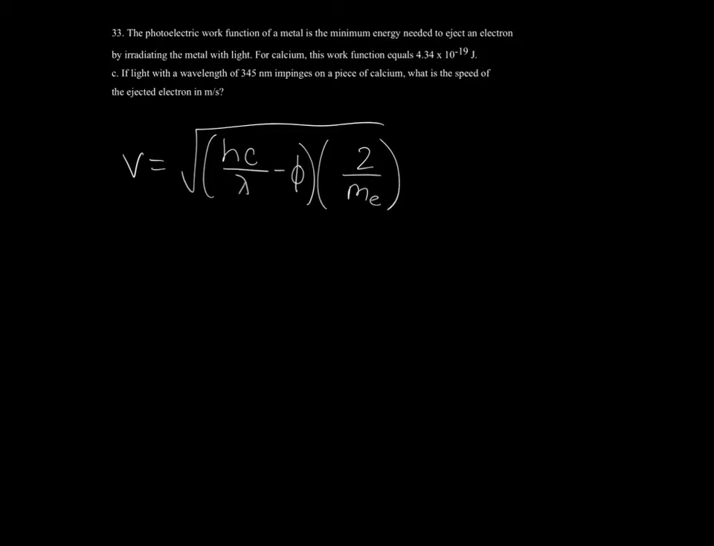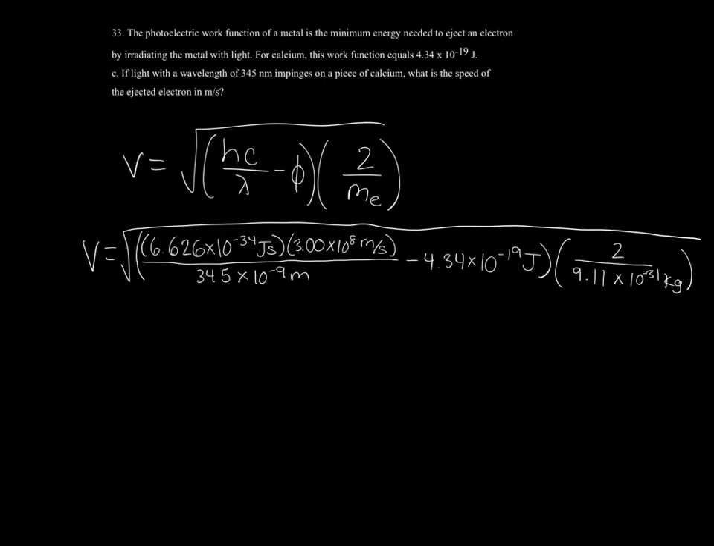So now that we have the equation, all we have to do is plug in all the known values to get the speed of the electron. As you can see, I plugged in all of the known variables and converted the wavelength from nanometers into meters. So now, plugging in this entire equation into your calculator, we find that the speed of an ejected electron is equal to 5.59 times 10 to the 5th meters per second.